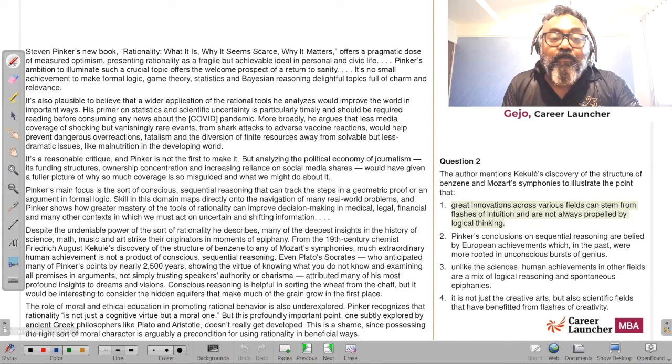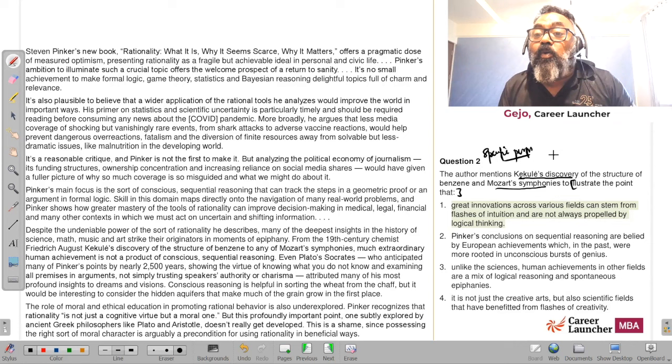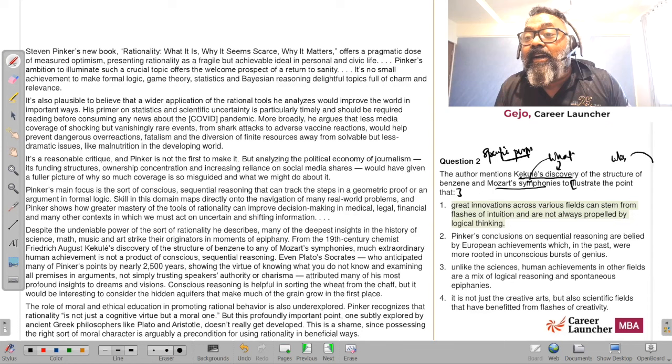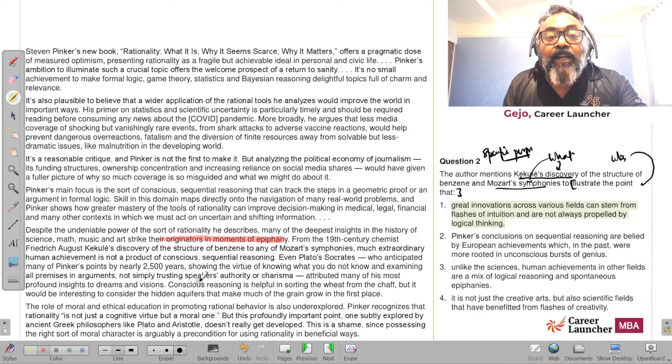The author mentioned the cool discovery of the structure of benzene in Mozart symphonies to illustrate the point. This is called a specific purpose question. So the question is not about what this discovery is trying to say, but why did the author mention it? And usually the answer is right next to it. The author basically starts by making this claim that the originator is a moment of epiphany. It is not a product of conscious sequential reasoning, and based on that, this is given as evidence.